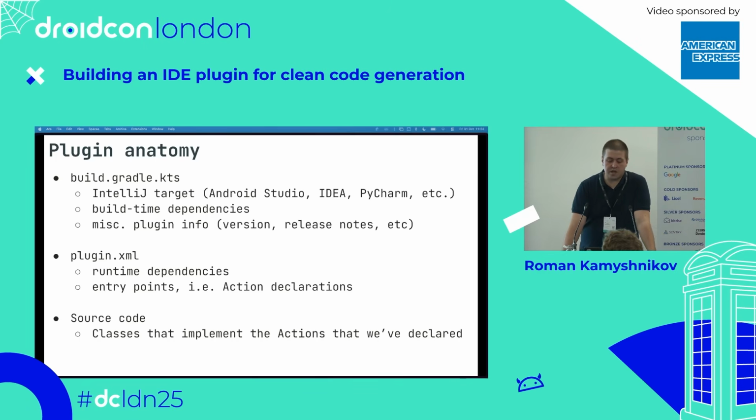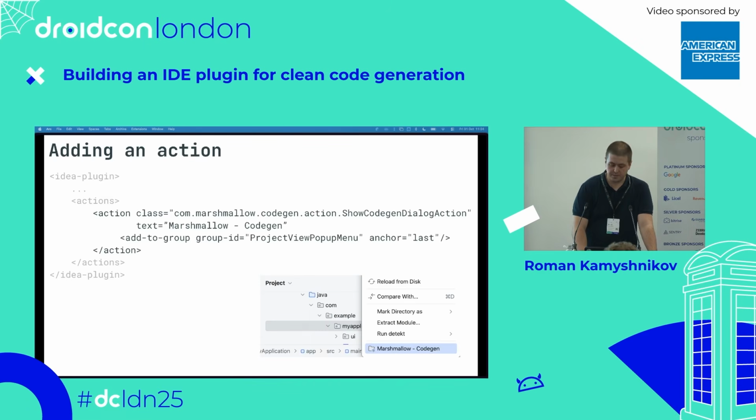The second file, plugin XML, you can think about this as the Android manifest version for plugins. It also declares runtime dependencies. So in Android, you can, for example, specify that your app requires a camera to work. And very similarly here, you can say that your plugin needs the IDE to have the Kotlin bundle plugin installed to work. And you also specify the entry points. For Android, this would typically be an activity. For a plugin, it's usually an action. And of course, you have the actual code that is going to be implementing that action.